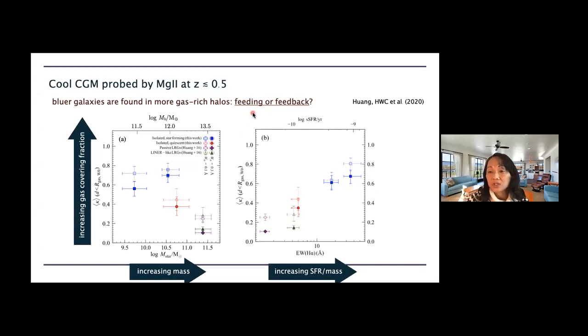So to really address this question is non-trivial, of course. Correlation doesn't mean causation.